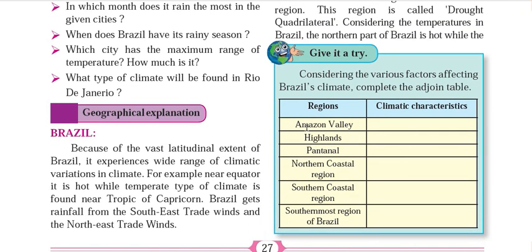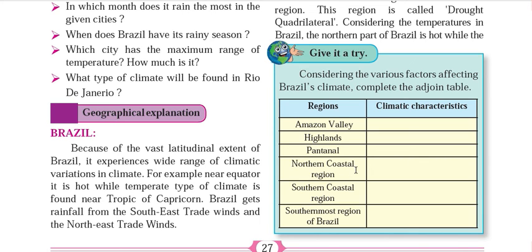So in this way we have completed the climatic conditions and the different factors responsible for those climatic conditions in Brazil. Let's do this small exercise. Considering the various factors affecting Brazil's climate, complete the adjoining table. Amazon Valley, we have to write climatic characteristics. How is it? Amazon Valley, it is a hot or tropical climate. Highlands, cooler climate. Pantanal wetlands, how is it? Again it is a cool and tropical climate.